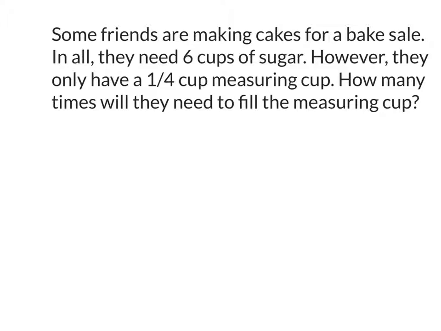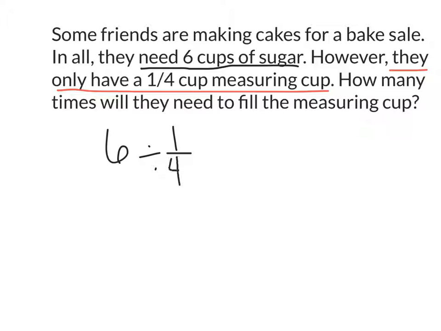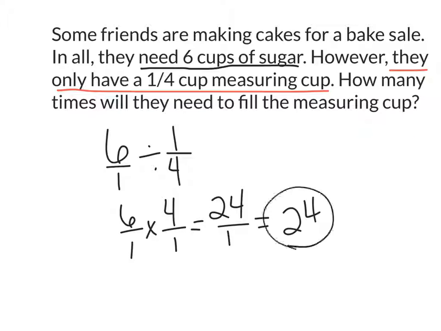Another word problem here. Some friends are making cakes for a bake sale. In all, they need 6 cups of sugar. However, they only have a 1/4 cup measuring cup. How many times will they need to fill the measuring cup? So for this, basically we have the 6 cups of sugar. We're dividing it to see how many fourths that we need. Keep change reciprocal. And it would be 24 times they would have to fill this thing. Or they could hope that they have the other ones dirty. They could just wash it if they wanted to, but that's okay. 24 of these times they could fill it.